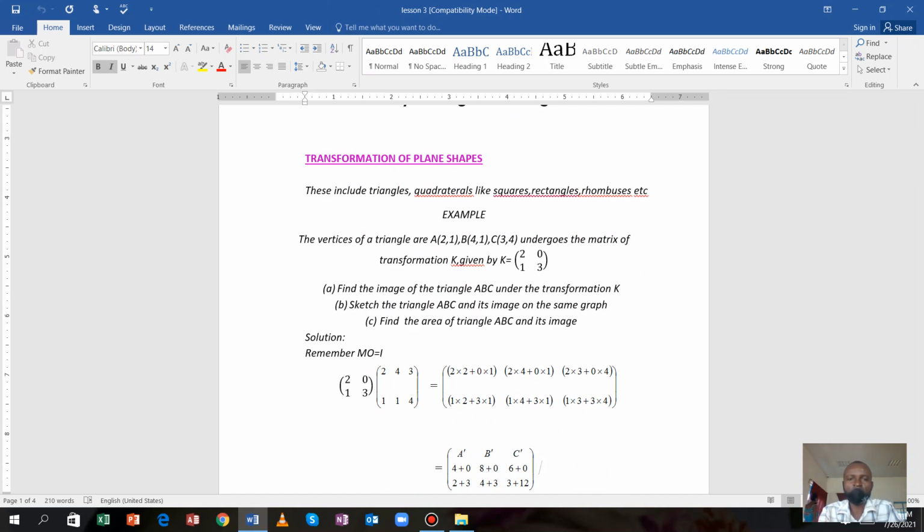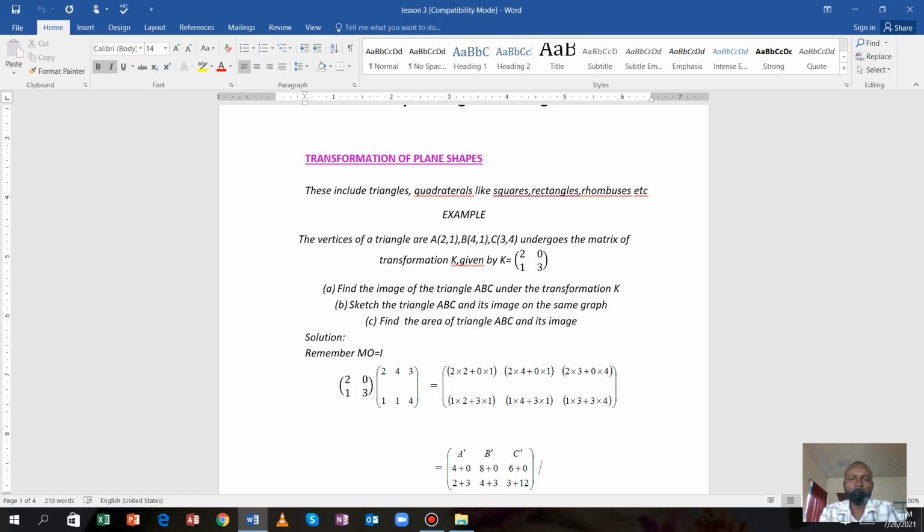Then after that, we shall sketch the triangle ABC and its image. Remember, the image is what we are looking for. Then we find the area of triangle ABC, that's the object, and its image. So let's first get the image points of this triangle ABC.